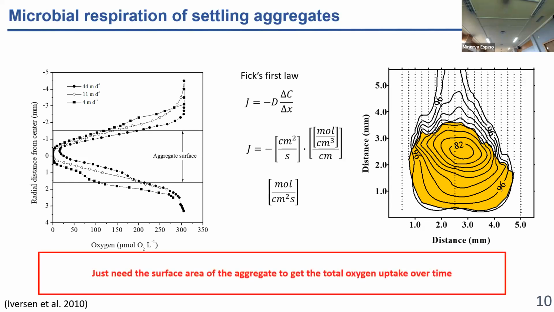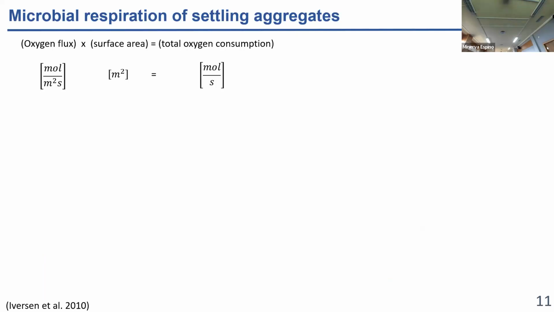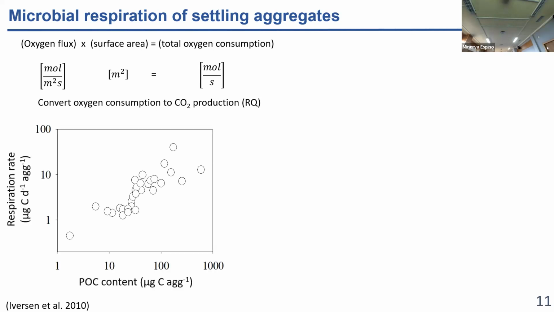So what you have to do once you have your flux, mole oxygen per area per time, is just to know basically what is the surface area of an aggregate, and then you multiply the two, and you know what the total respiration is. So oxygen flux times surface area is total oxygen consumption. And then it's super easy. Now you just need the correct respiratory quotient to convert into CO2. That's somewhere between 0.8 and 1.2, so I tend to put it at 1. But that's the first uncertainty that we have in all of this.